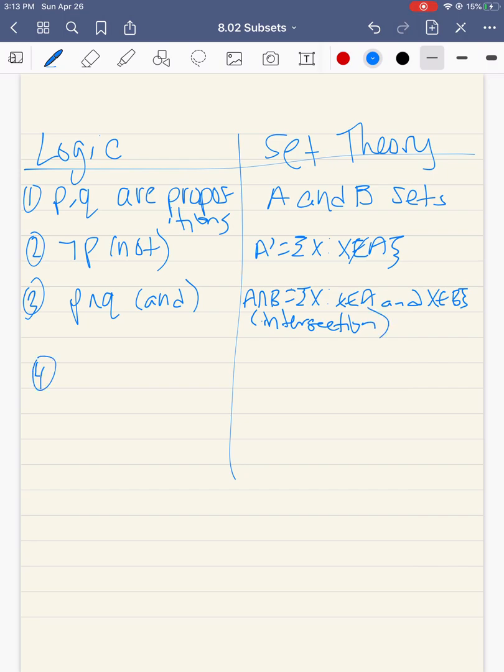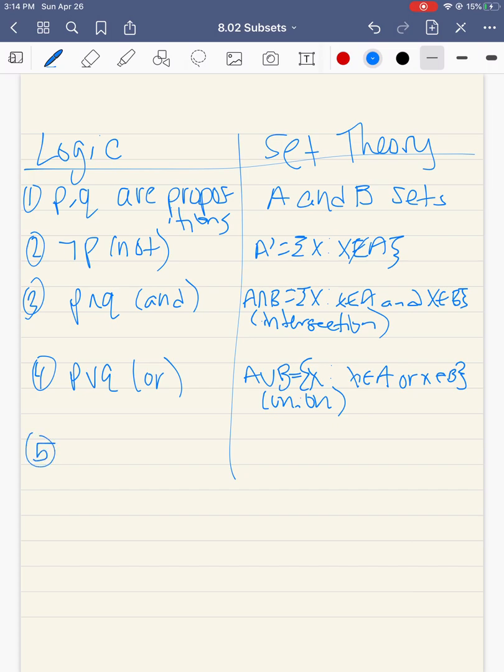Our fourth comparison is between "or" and union. So A union B is equal to the set of X such that X is in A or X is in B. So this is union. Our next one is if and only if. So P if and only if Q.